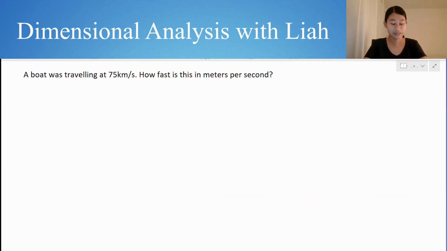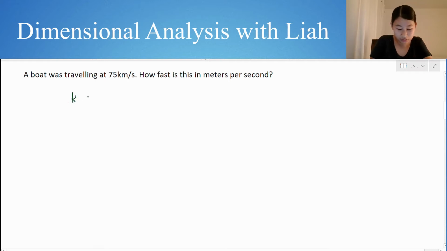A boat was traveling at 75 kilometers per second. How fast is this in meters per second? Alright, so with these problems, dimensional analysis problems, we want to see what unit we start with. So in this case, we are starting with kilometers per second, and then we look at what we want to end with in terms of units. And we know that we want to end with meters per second. Again, this whole meters per second just means meters over seconds, and kilometers per second just means kilometers over seconds.